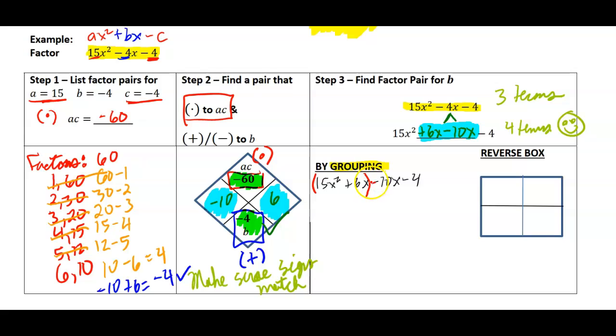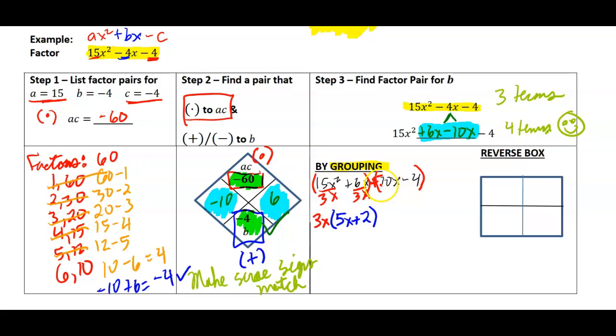Remember, I need the sign in the middle to be a plus, so that negative needs to be on the 10. Group the second 2 terms. Now what am I doing? Figuring out what my common factor is for each pair. So x is common here on the first set, and then 15 and 6 also both divide by 3. So I divide out a 3x, and then what I've got after I've divided is going to be 5x plus 2. So 15x squared divided by 3x, 6x divided by 3x.